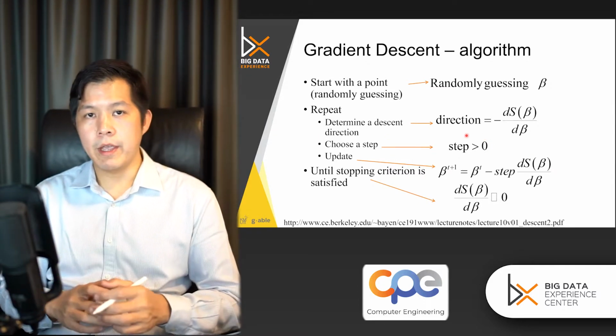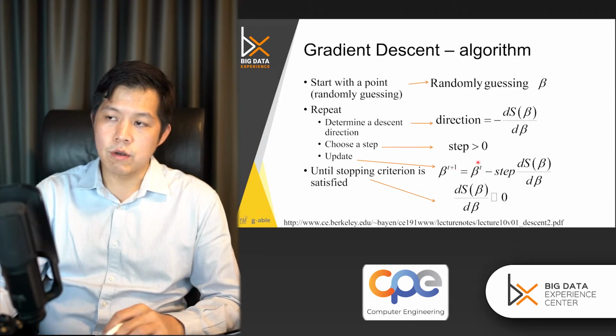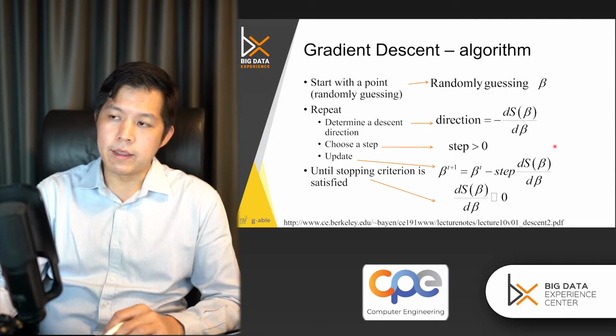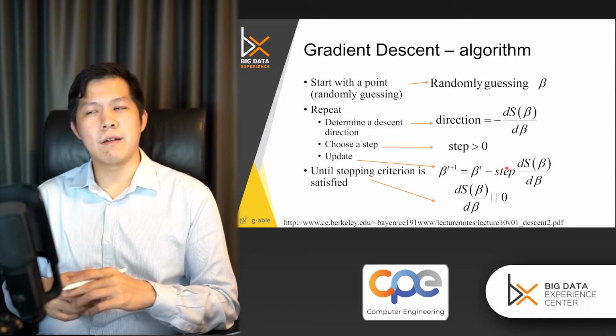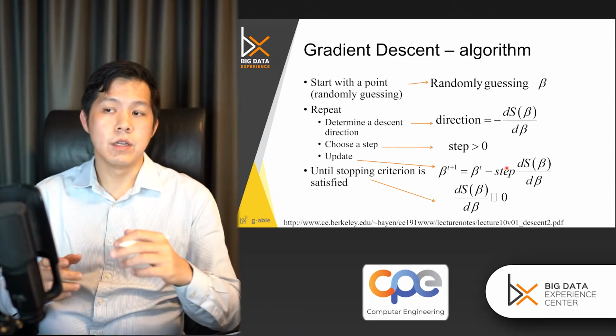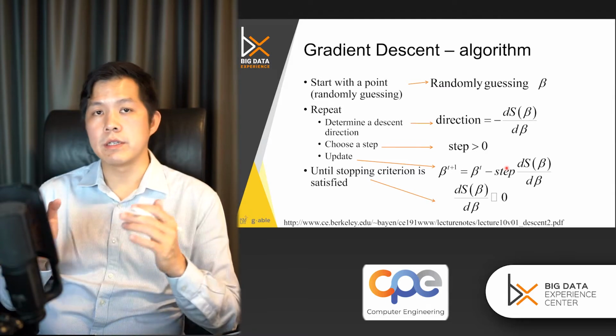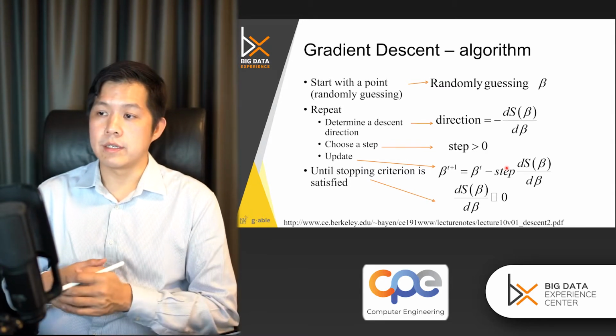Then the updating of parameters would be to adjust the old parameters by taking a step toward the negative direction of the gradient. So basically you just multiply the step with the direction and then subtract, or I would say add it to the existing parameter. This would supposedly make the parameters go in the opposite direction of the error gradient.